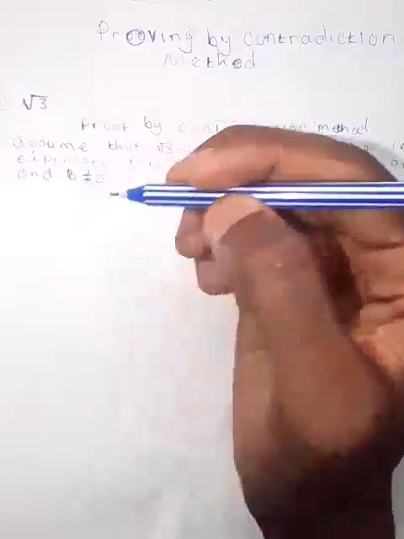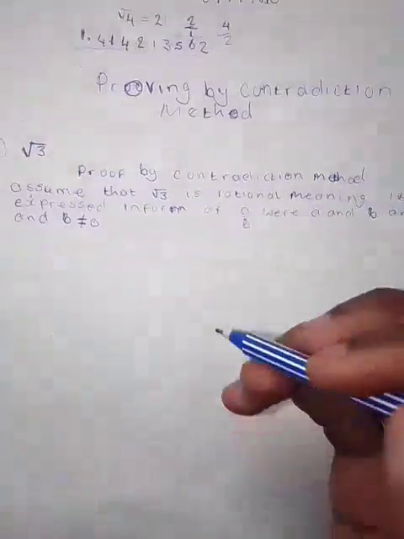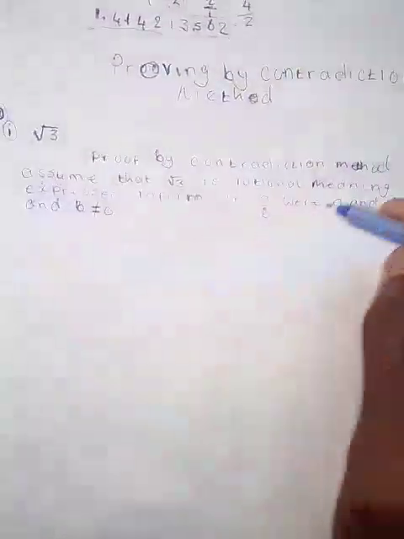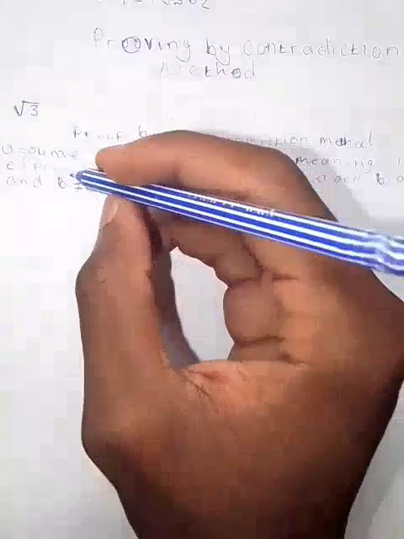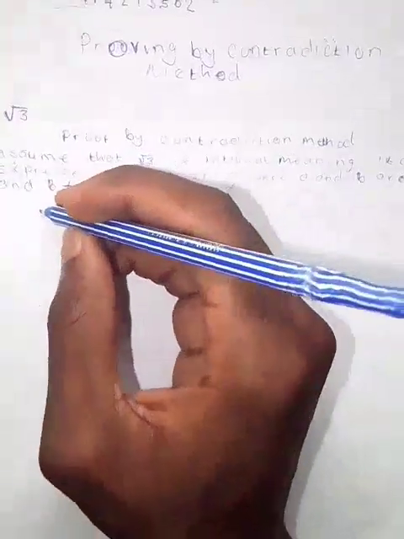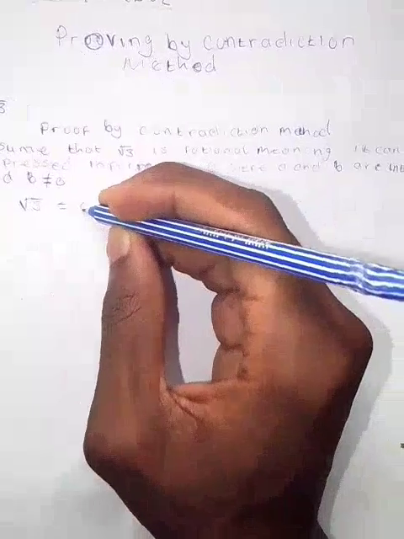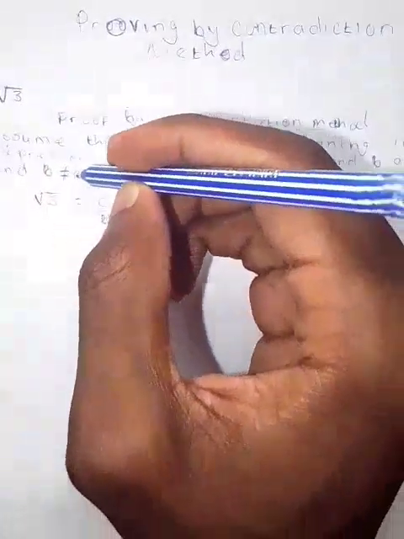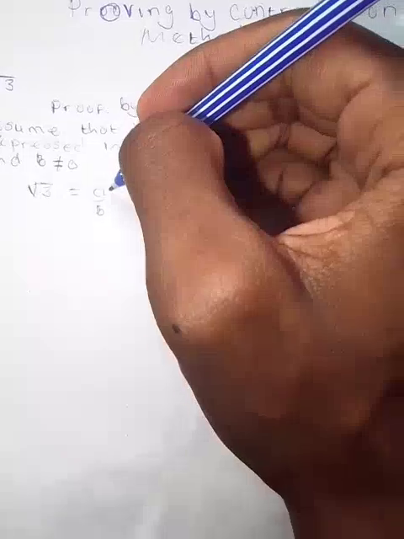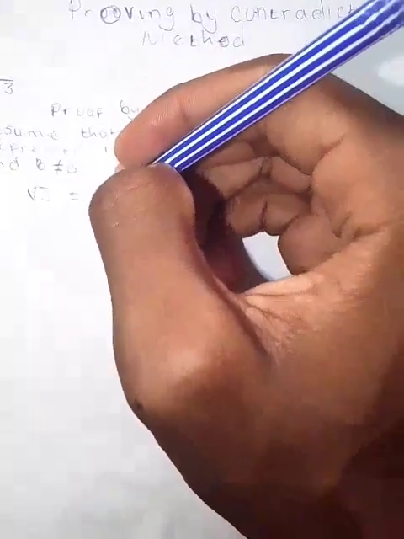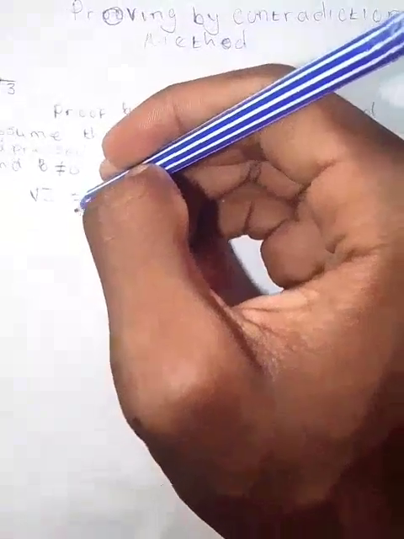B should not be equal to 0 when numbers are divided, because it's going to give us undefined. So you should be very fast when you're writing these statements, because they usually consume a lot of time. Now you're going to say √3 is equal to a over b, meaning that we are contradicting the claim that it can't be expressed in the form of a fraction. So a and b are the integers involved in the fraction.